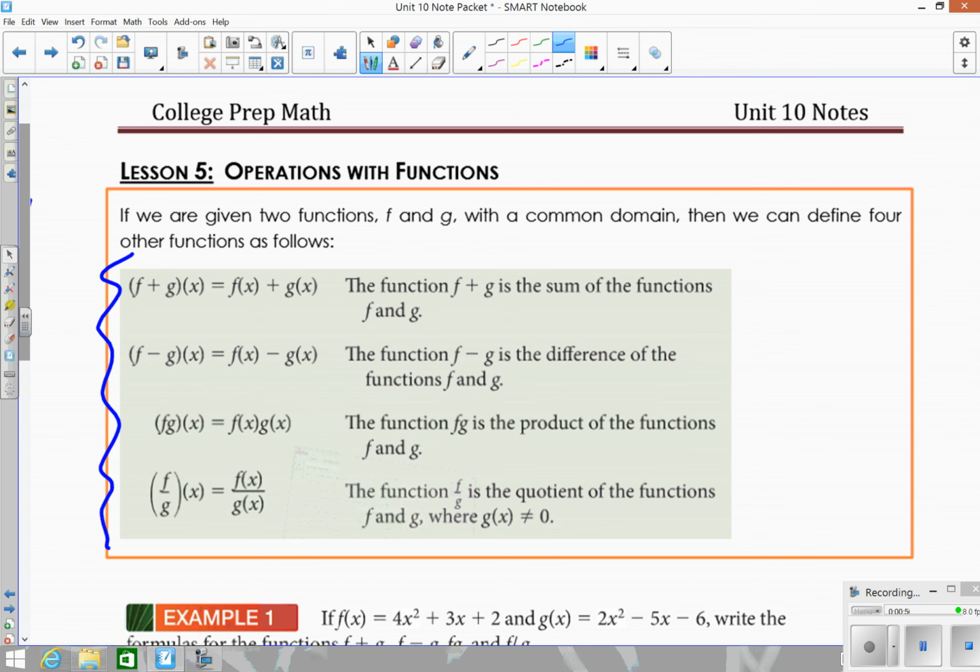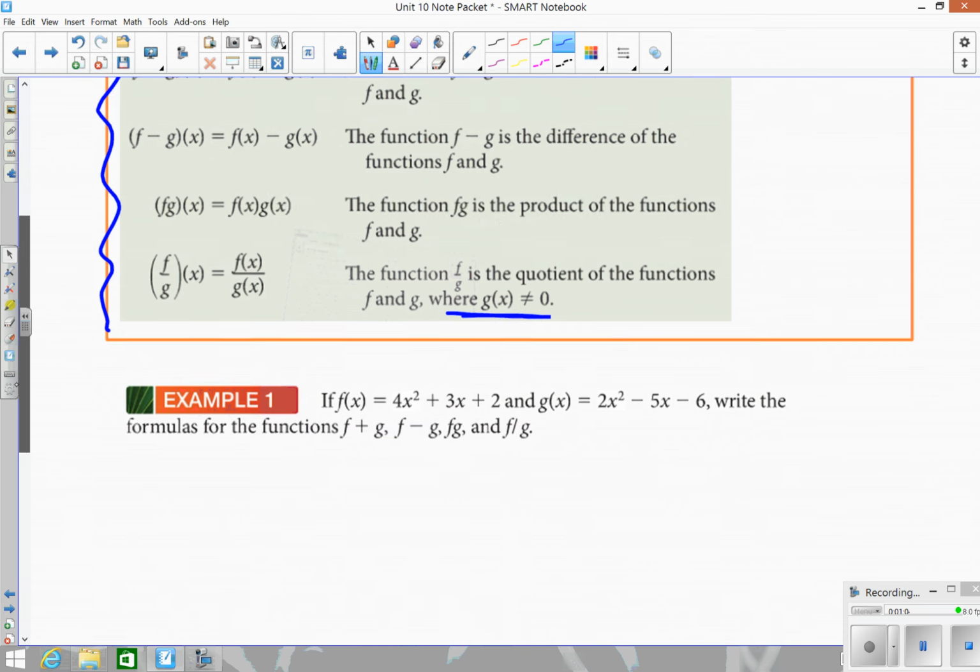One thing to note is that in the end, the denominator cannot equal 0 because, if you remember, for domain, the denominator cannot equal 0 when you end up with a fraction. So let's look at some examples of these.